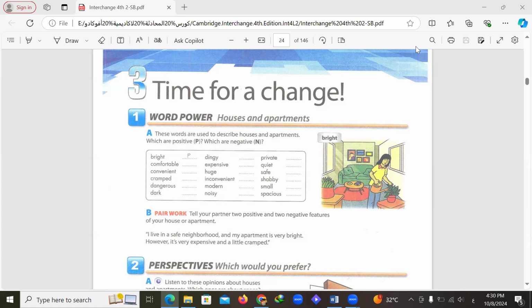I remind you every episode that you should have the book to study and follow up with me from YouTube videos and the book, okay? Because watching only videos will not be effective for you. The first exercise here is about word power.